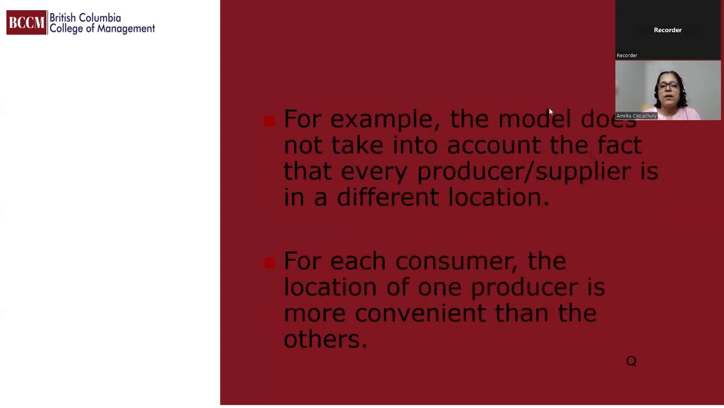In this case, if we consider this demand supply model, this model does not take into account the factor that every producer is in a different location. Again, for each consumer, the location of one producer can be more convenient than the other. So even if the producer who is nearby to the consumer is charging more, the consumer can prefer that to traveling a huge distance to get a product at a lower price.